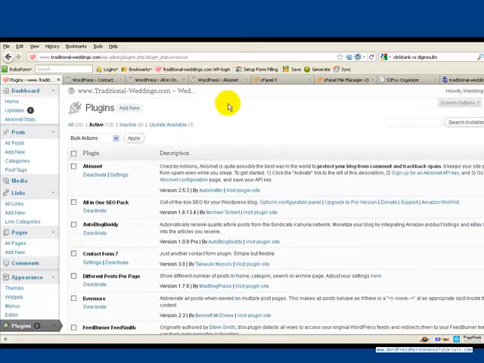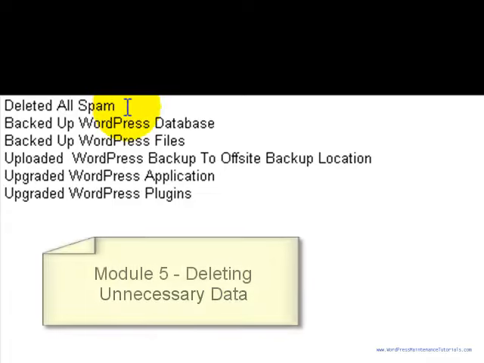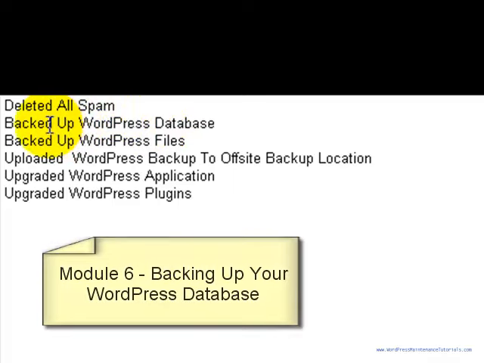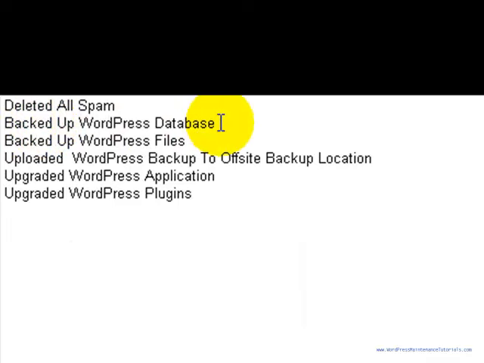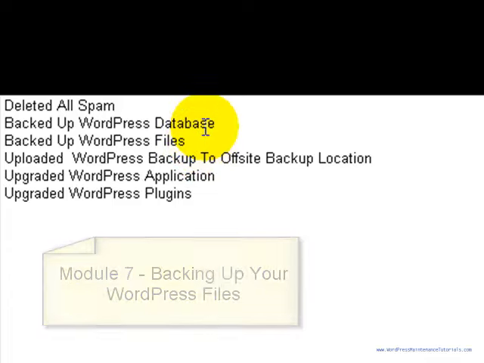Okay, so now you can see that we've updated all the plugins. Just to summarize the process of what we've just done, so you can see how we've put it all together: we logged into our WordPress site, we checked to see what needed to be upgraded, and we then deleted all the spam. We then logged into cPanel, into phpMyAdmin. We've backed up our WordPress database. Still in cPanel, we then backed up all of our WordPress files through the file manager.